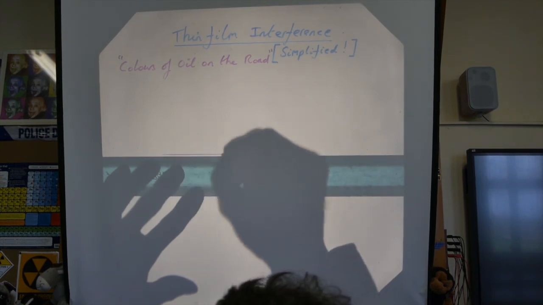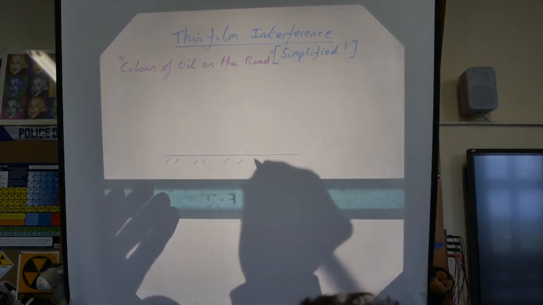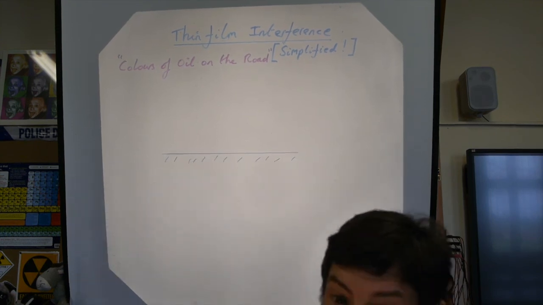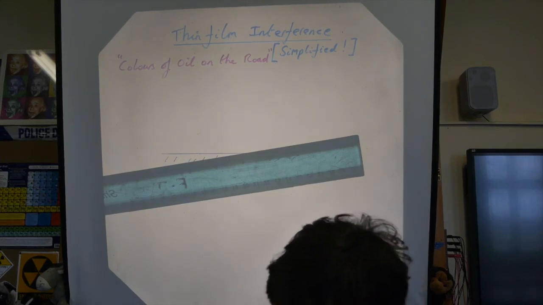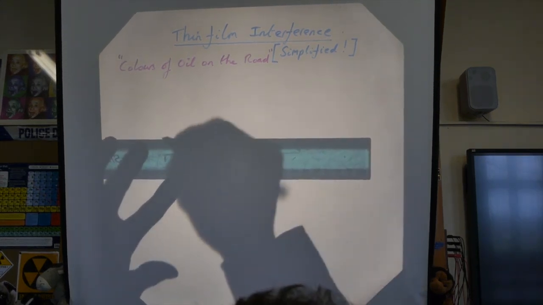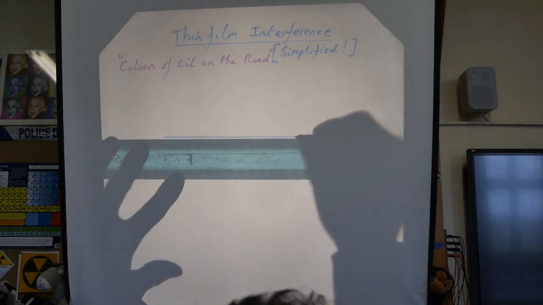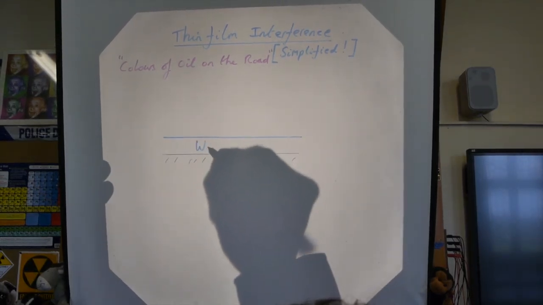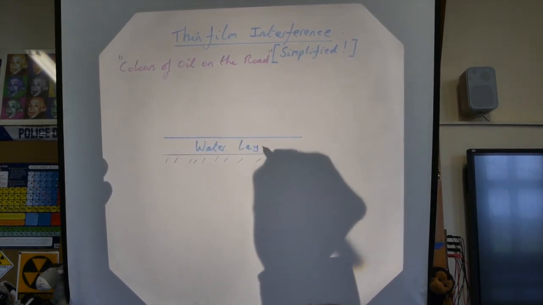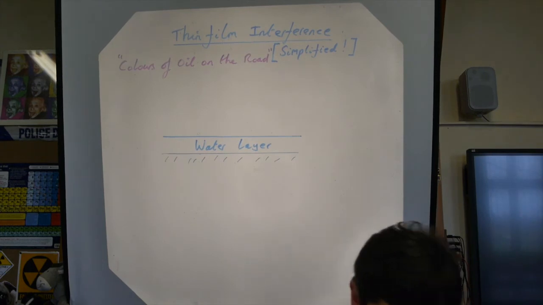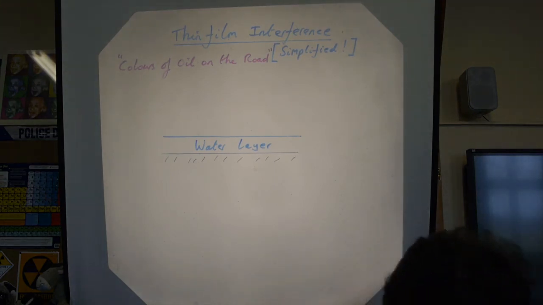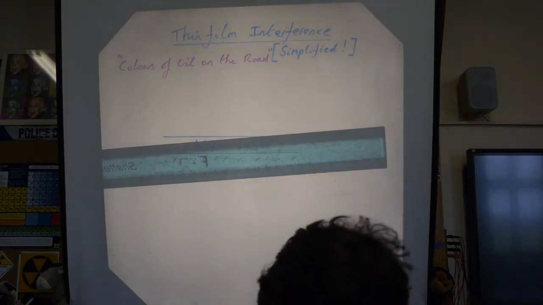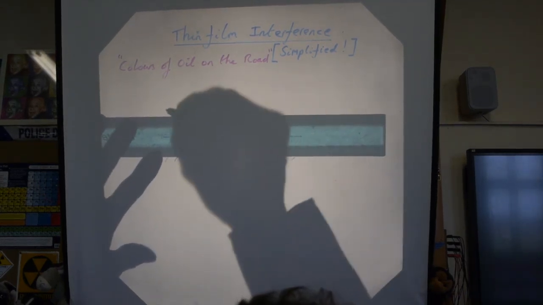So here's the road, and the road is a non-transparent surface. This tends to work when you've got a wet day, so you've got some water on the surface of the road. I'm magnifying this up, but there is the water layer. So this is water. Now, that's all fine until you get an oil slick on the road. So I'm going to draw the oil slick forming on top. I'll just use a brown pen, that doesn't really mean anything. So here's the oil.